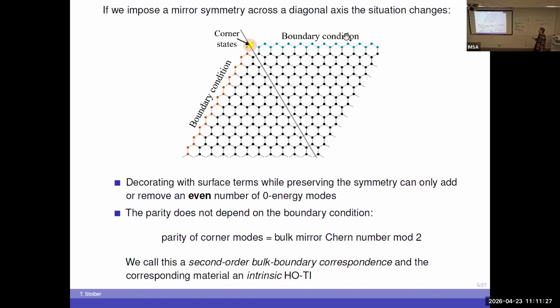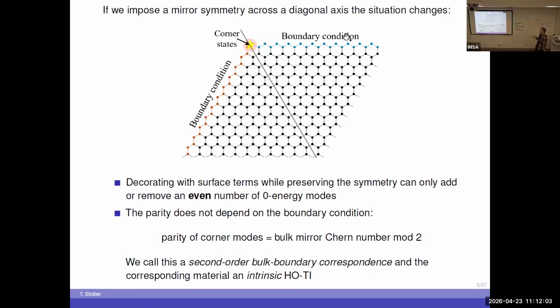It means there's one C2 invariant which is unaccounted for, and it turns out that in this case, this C2 invariant comes from a bulk topological invariant. So for these mirror symmetric insulators, what you can define is a mirror Chern number in the bulk. And this mirror Chern number modulo 2 gives exactly this parity of the corner modes. So this is an example of what we call a second order bulk boundary correspondence. We really have a bulk topological invariant which determines that we must have a corner state.